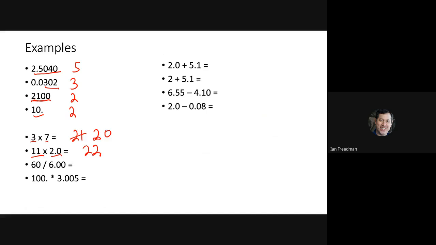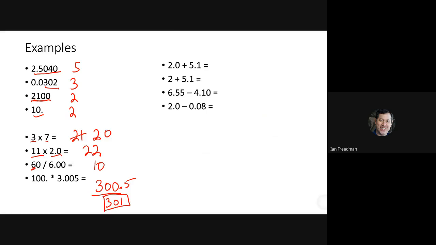60 divided by 6.00 is 10, and it is only significant to 1 sig fig because this only has 1 sig fig there. And 100 times 3.005 is going to be 300.5. But we only have 3 sig figs that we can use, so we're going to say 301. I'm going to round.